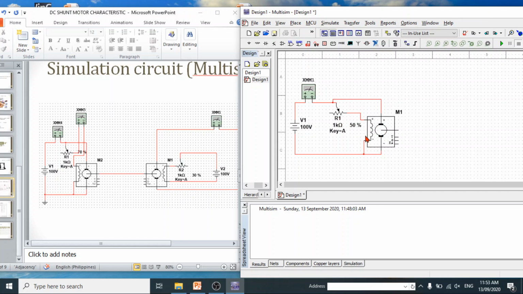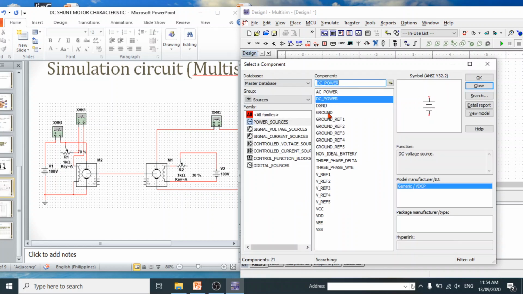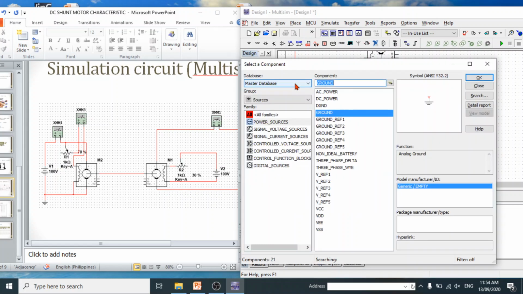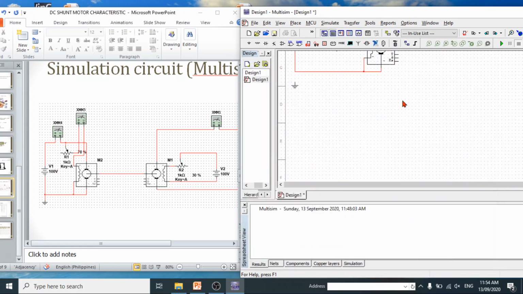For the ground, put ground, then close, and then connect it to the circuit.